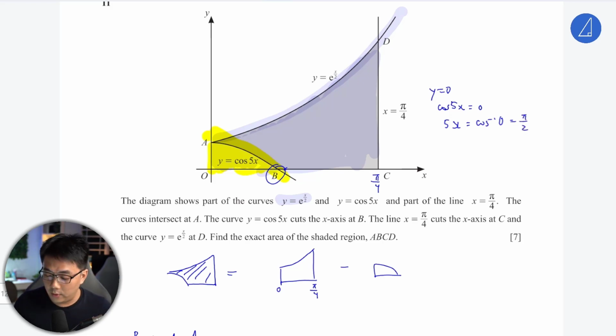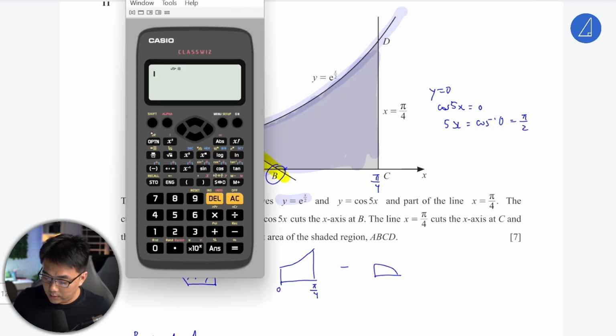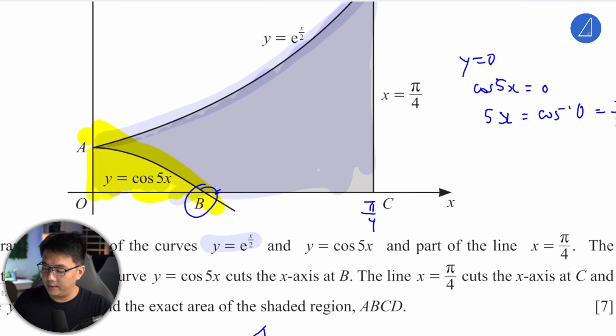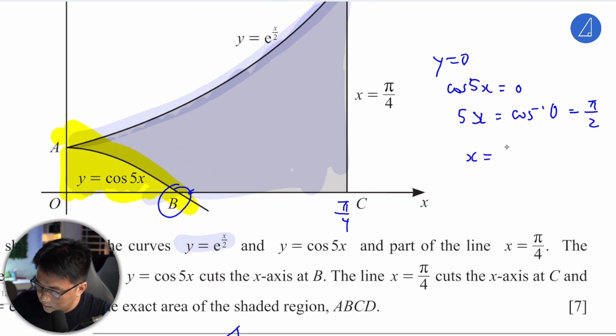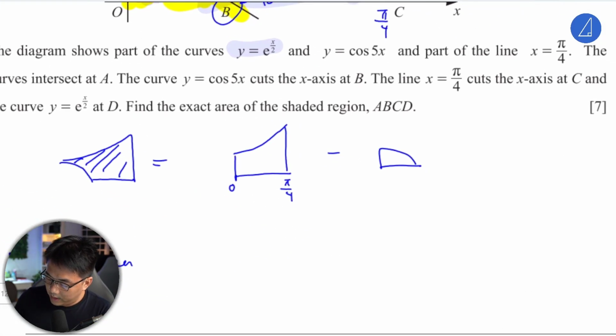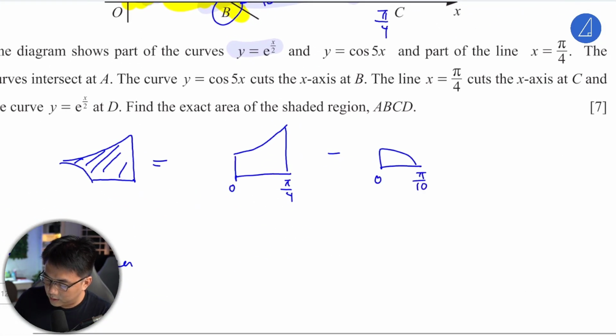Right? So if you're not too sure what this is, what you can do is just key in the calculator. Make sure that it's in degree, then you just shift cosine 0. You get 90 degrees. 90 degrees is not in radian, so you need to change this to radian by dividing by 180. It'll be half pi. So x is equal to pi/10. In this case, this guy is pi/10. All right, so what we need is from 0 to pi/10 over here.